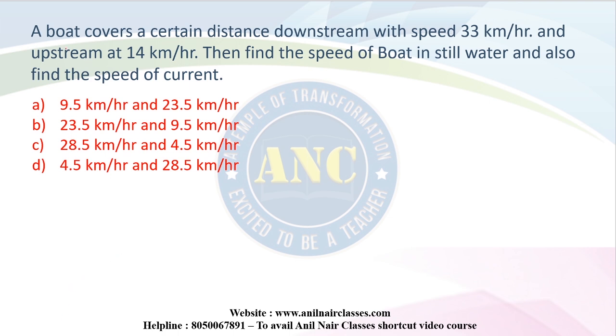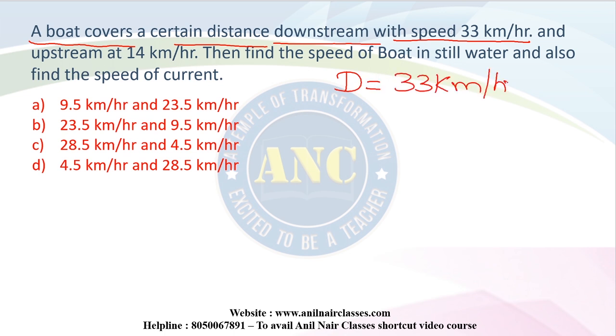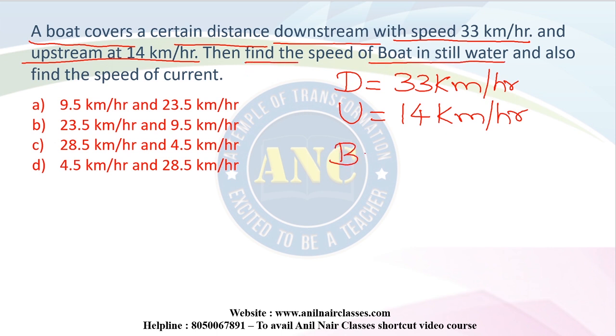Now see here, first question is: a boat covers a certain distance downstream with a speed of 33 kilometers per hour. That means downstream speed D is given as 33 kilometers per hour, and upstream at the speed of 14 kilometers per hour. Upstream speed U is 14 kilometers per hour. So I came to know the value of D and the value of U. Now the next thing is, find the speed of boat in still water, which is B, and also the speed of current, which is W.